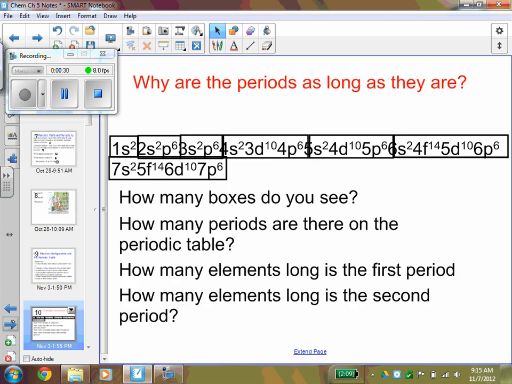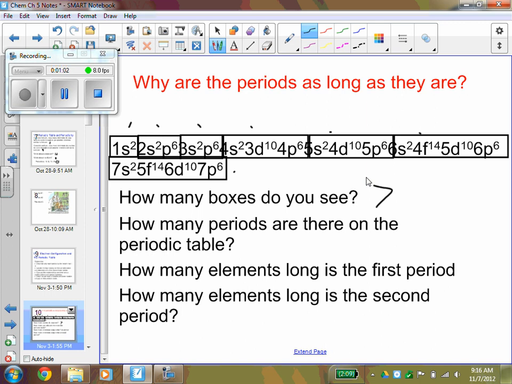So, why are the periods as long as they are? Well, if you take a look at this, there are 7 periods, and if we do a full configuration, 1s2, 2s2, 2p6, and so on, we end up with how many boxes? We end up with 7 boxes: 1, 2, 3, 4, 5, 6, and 7. They also correspond to the seven periods on the periodic table.